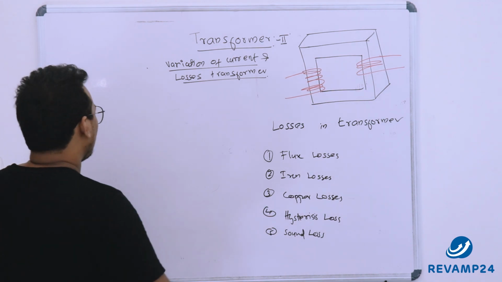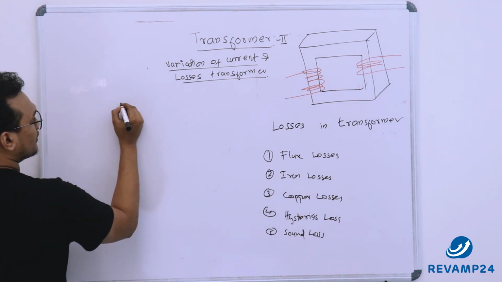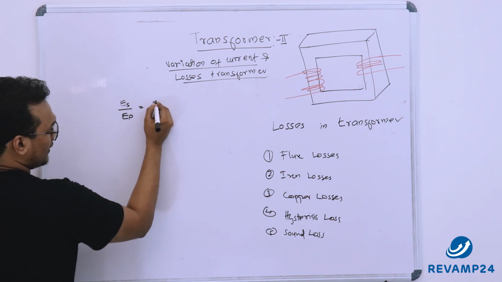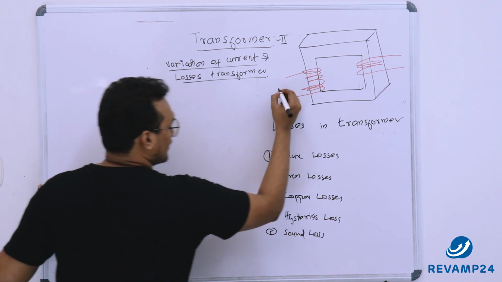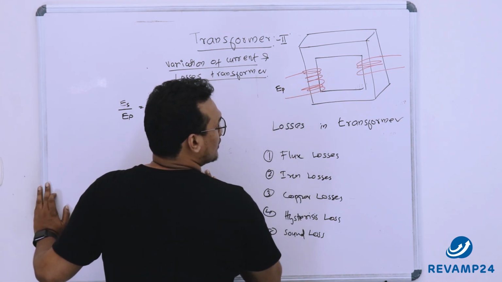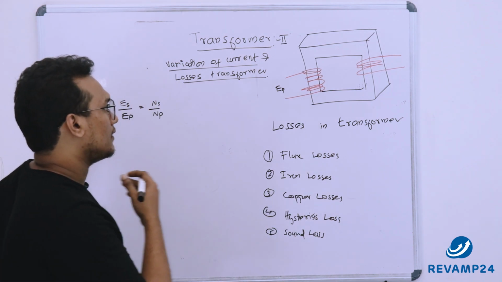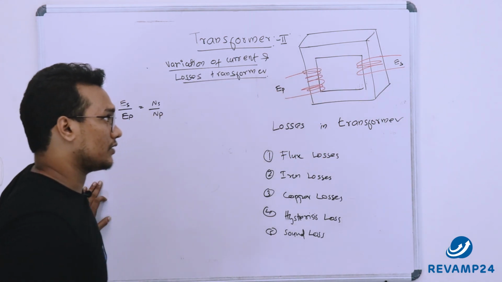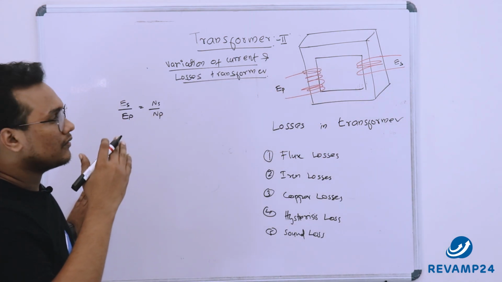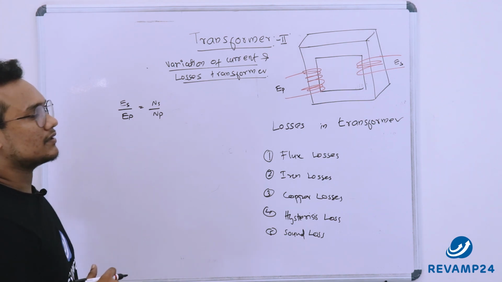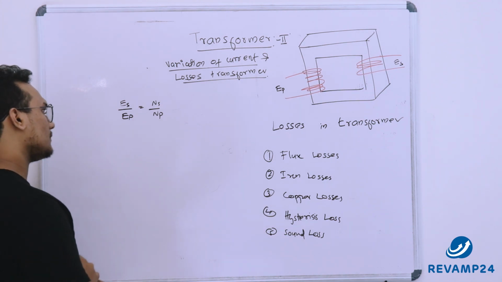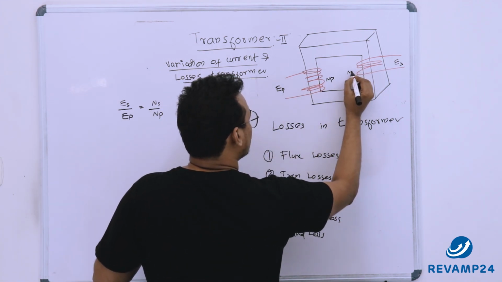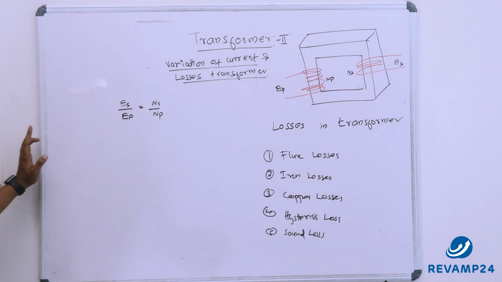Now, we have got the equation that ES divided by EP is equal to NS divided by NP. Here, EP is the EMF applied across the primary, and ES is the EMF in the output, that is across the secondary. NP is the total number of turns in the primary and NS is the total number of turns in the secondary.